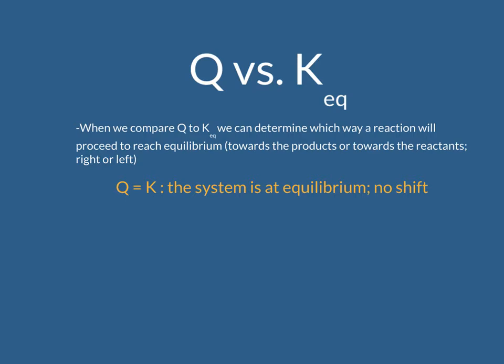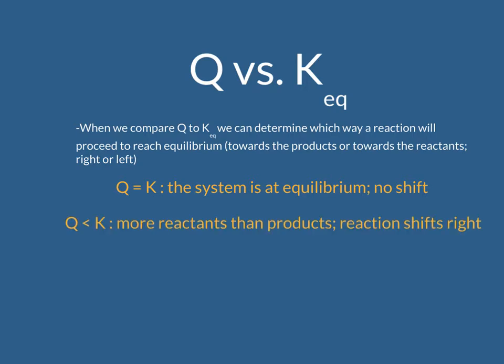And remember, when we're calculating Q, we often don't know whether or not the system is at equilibrium. When we calculate K, we have to have the system at equilibrium. So if Q is less than K, then we have more reactants than products, so the reaction is going to shift to the right to reach equilibrium. Or if Q is greater than K, then we have more products than reactants, so the reaction is going to shift to the left to reach equilibrium.